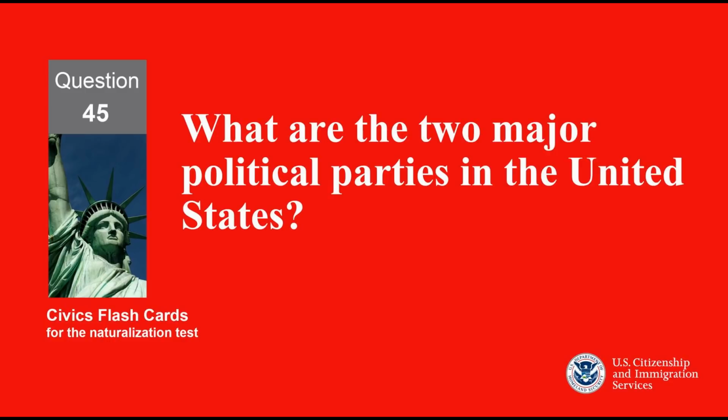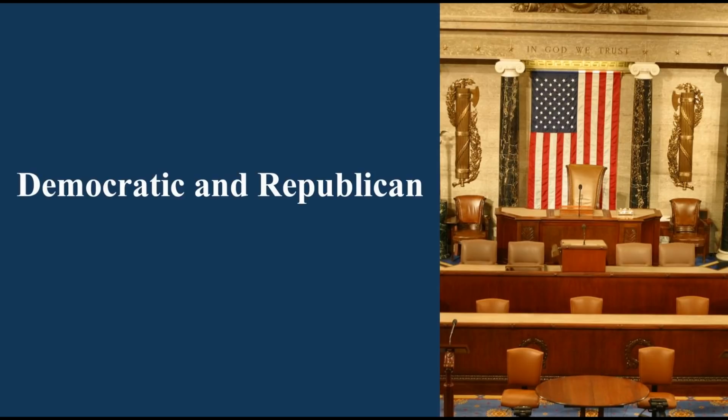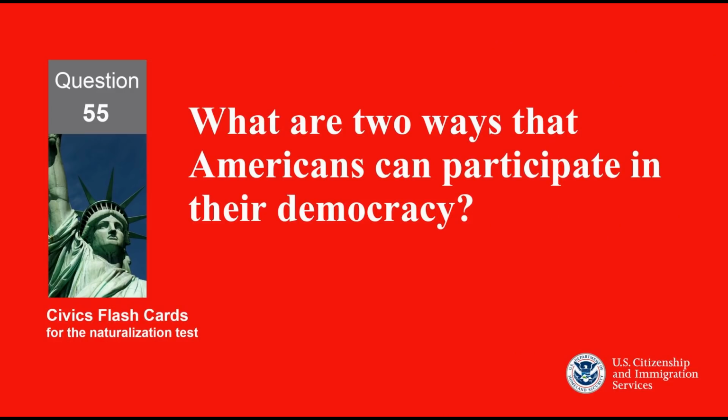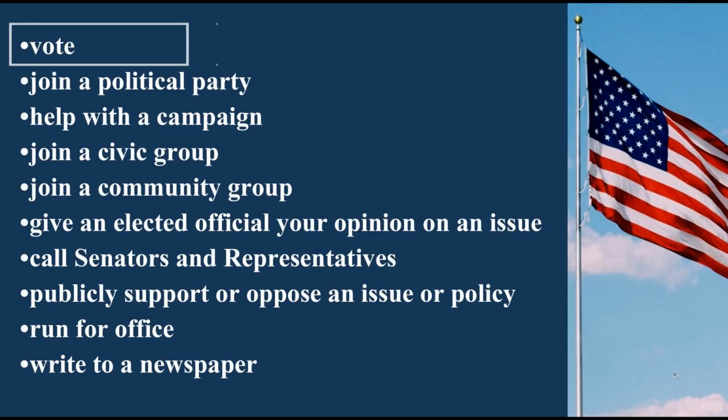What are the 2 major political parties in the United States? Democratic and Republican. What are 2 ways that Americans can participate in their democracy? Vote. Join a civic group.